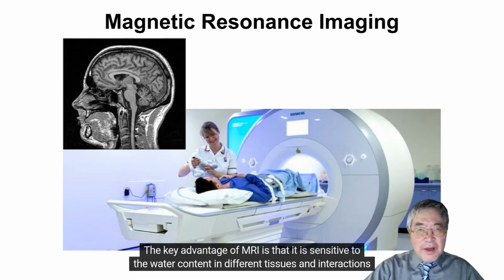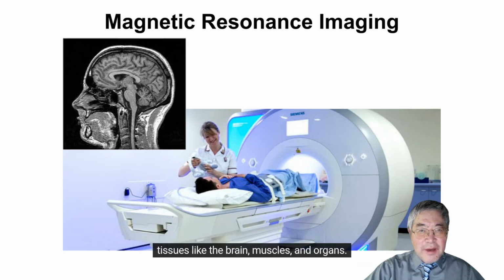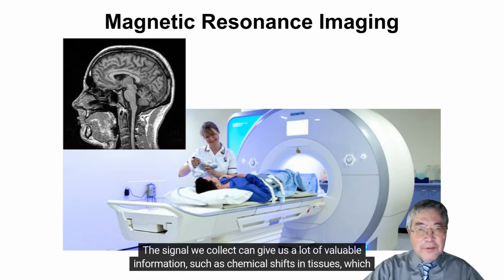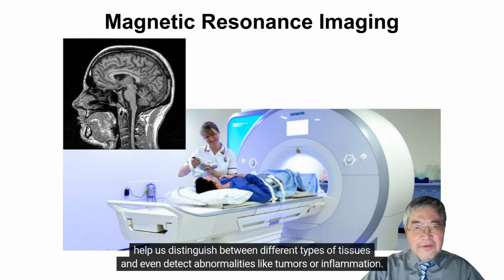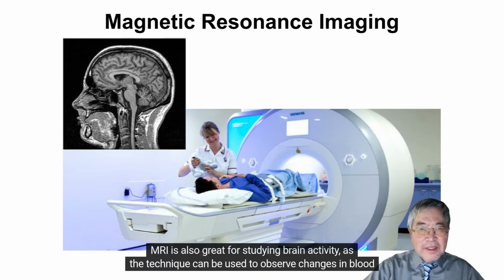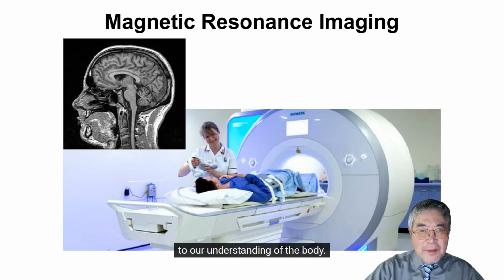The key advantage of MRI is that it is sensitive to the water content in different tissues and interactions of hydrogen nuclei with their microenvironments, which makes MRI extremely useful for imaging soft tissues like the brain, muscles, and organs. The signal we collect can give us a lot of valuable information, such as chemical shifts in tissues, which help us distinguish between different types of tissues and even detect abnormalities like tumors or inflammation. MRI is also great for studying brain activity, as the technique can be used to observe changes in blood flow over time. This makes MRI not only a structural imaging tool, but also a functional one, adding a layer of depth to our understanding of the body.